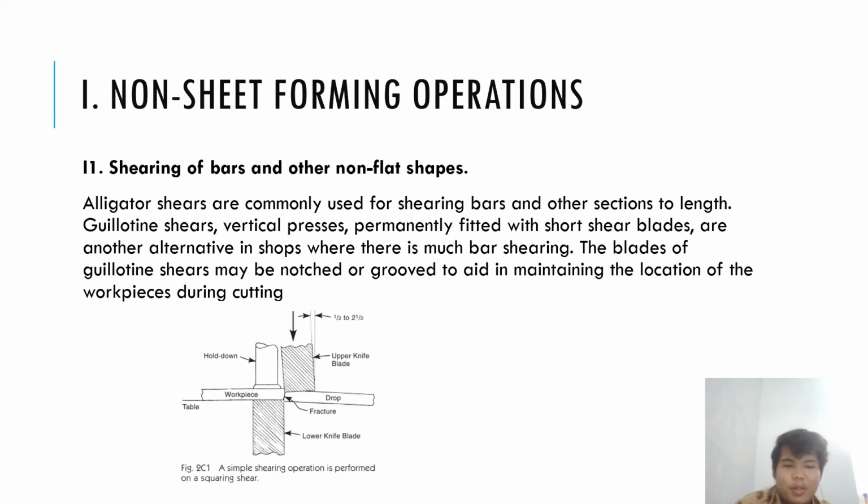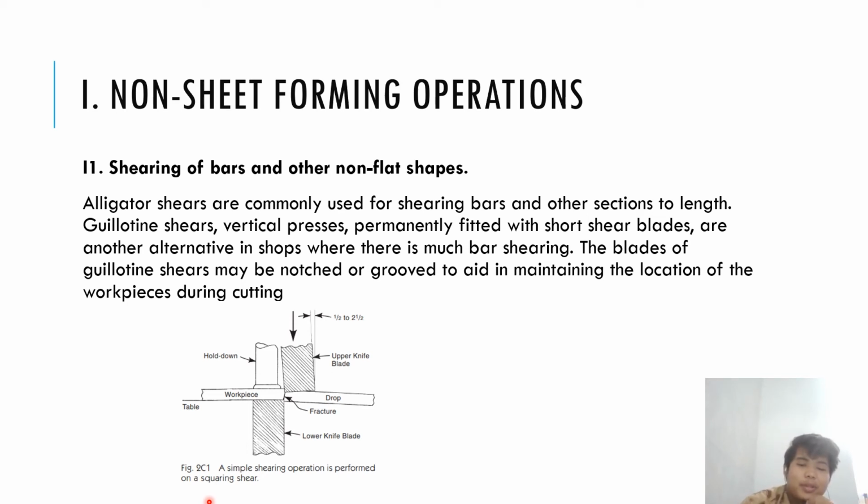Non-sheet forming operation: shearing of bars and other non-flat shapes. Alligator shears are commonly used for shearing bars and other sections to length. Guillotine shears, vertical presses permanently fitted with short shear blades, are another alternative in shops where there is much bar shearing. The blades of the guillotine shears may be notched or grooved to aid in maintaining the location of the workpiece during cutting.